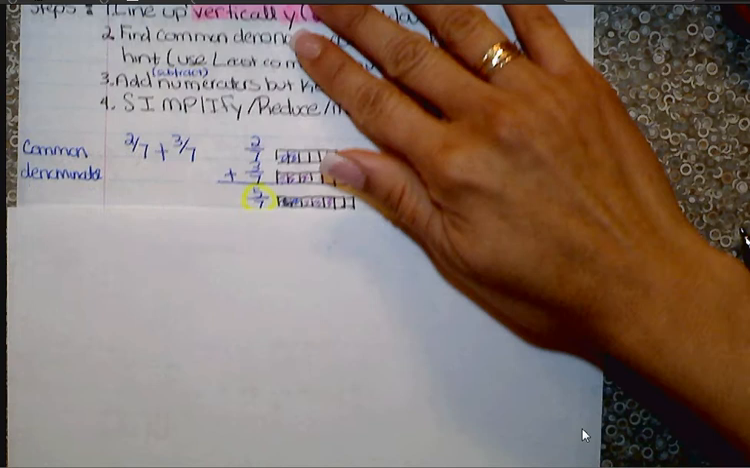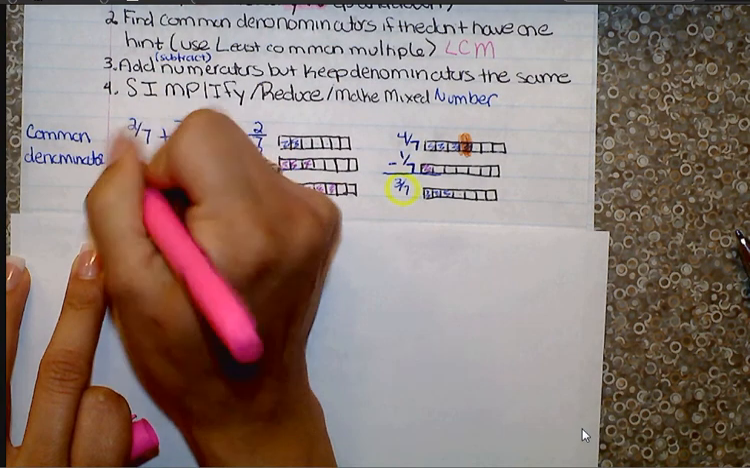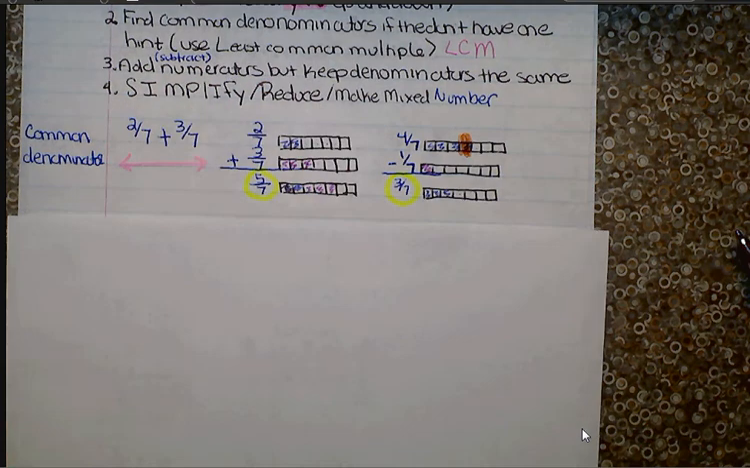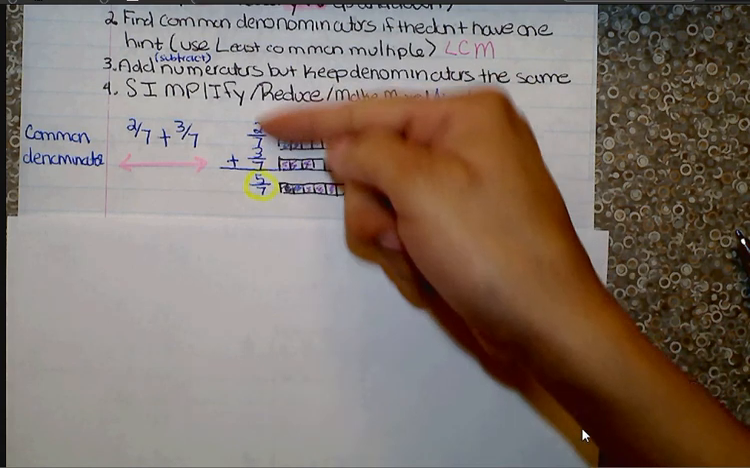Okay, so let's look at our first example. And these are examples with common denominators. So we've got 2 sevenths plus 3 sevenths. Right now they are written horizontally. And horizontally means like this. This is written horizontally, like the horizon. So the first thing you want to do is line them up vertically. You're going to line them up and down.